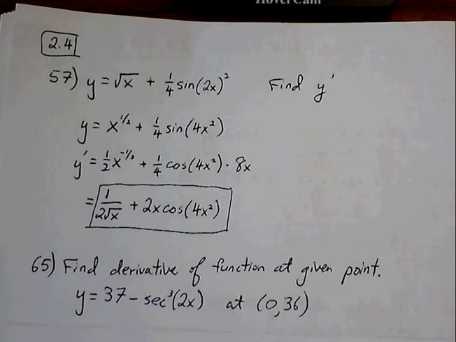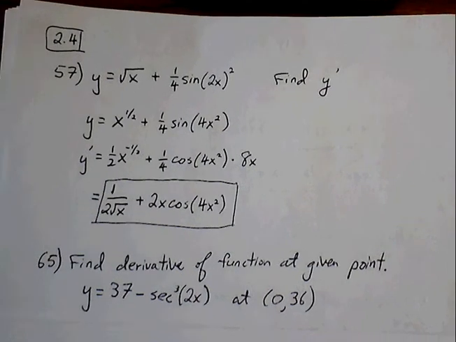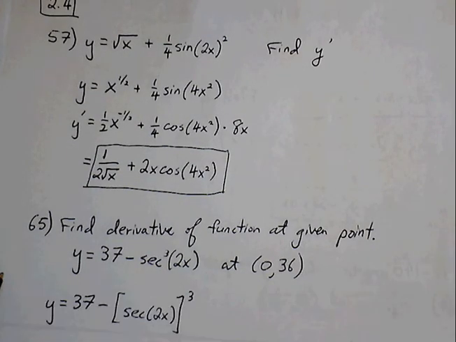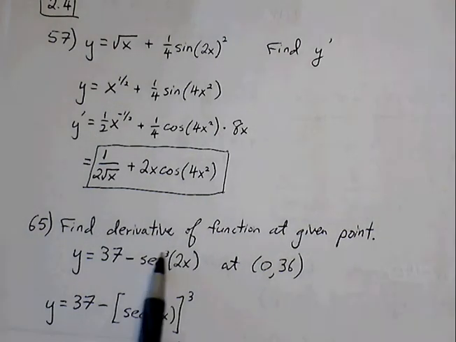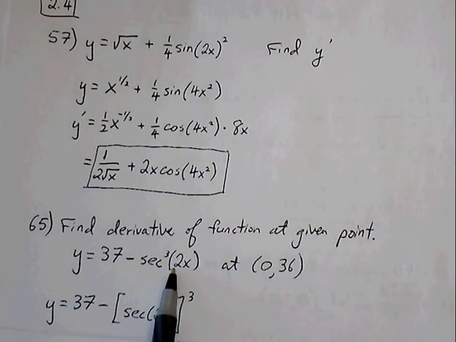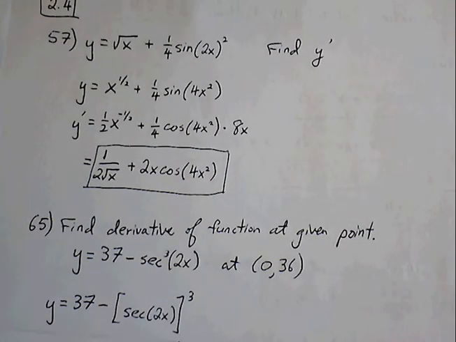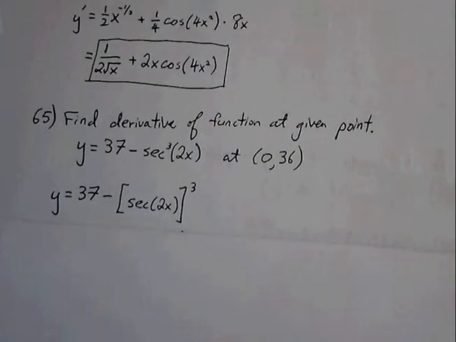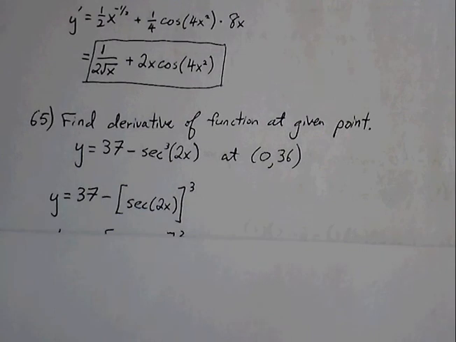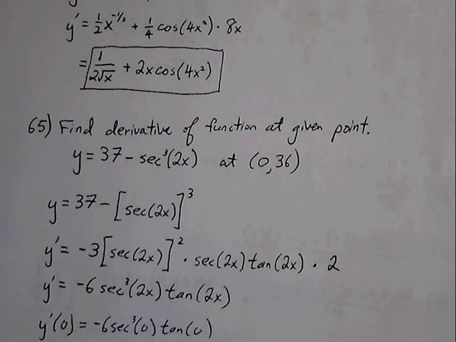Okay, 65. Find the derivative of a function at a given point. So we simply find the derivative and then plug in our x value into our derivative. Okay. 37 is a constant, so that will eventually go to 0. But we can rewrite the secant cube of 2x. Right? We can rewrite it as secant of 2x, all raised to the 3rd power. Find the derivative.